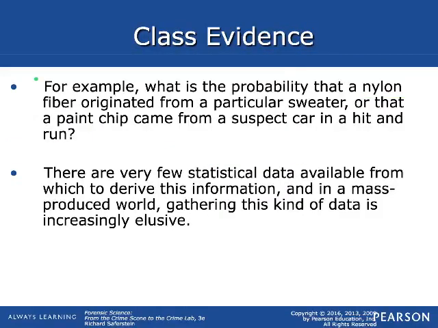Okay, so here's some examples. For example, what's the probability that a nylon fiber originated from a particular sweater or that a paint chip came from a suspect car in a hit and run? It's really hard to use statistics to derive this probability data because there are so many different possibilities. I'm thinking about how many kids right now are wearing Converse tennis shoes, or Vans, or Uggs. So how many Ugg footprints are out there? It would be really hard to narrow it down based on just the Uggs.